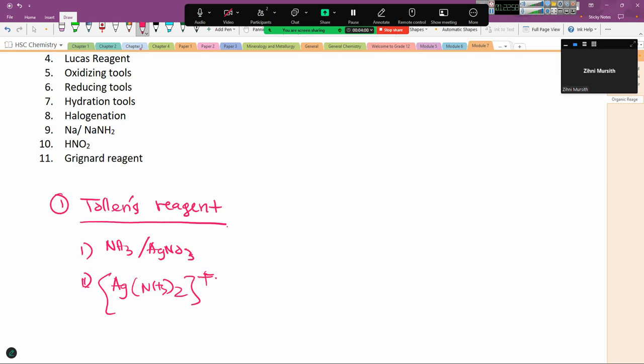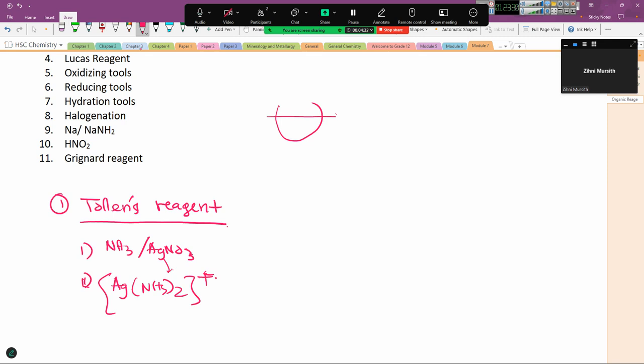Now, for example, we have a substrate, right? The substrate should have a triple bond or an aldehyde. If you put ammonia and AgNO3 together, first it will form this complex, and the complex will react with the substrate to produce a certain product. That's what we are going to study. So the first thing you should know is the writing methodology of this Tollens reagent.